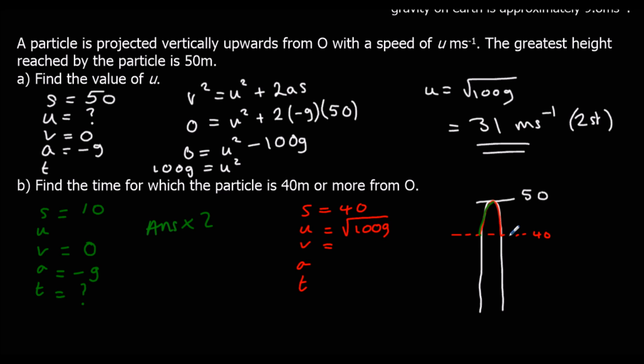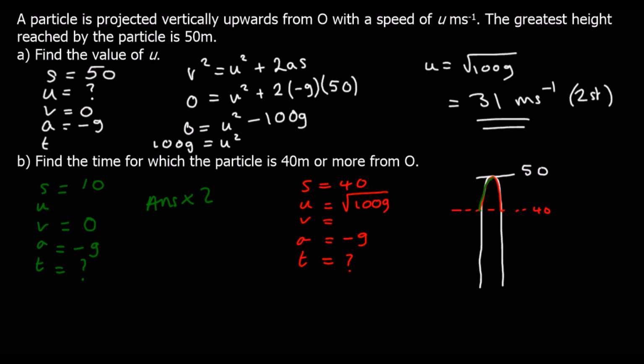We wouldn't know V, because you wouldn't know the velocity at 40. A is still negative g, and we would work out the time. This method is going to be a lot easier. This is the one we'll use. You could use the other method, but it would result in using the quadratic formula, so it will be a lot longer. And we're using our answer from the previous question, which if we can avoid, we should. So the method of choice, the preferred method, would be the green one.